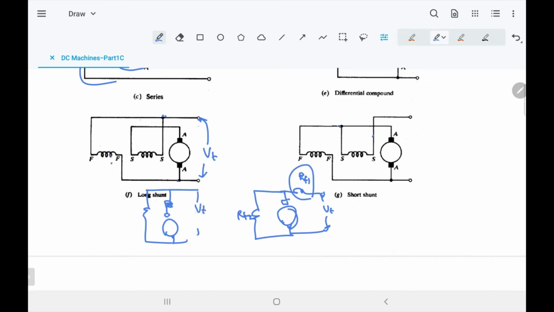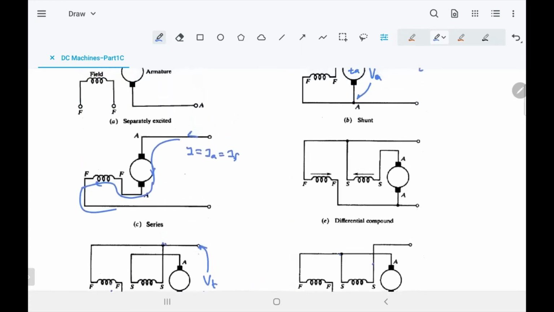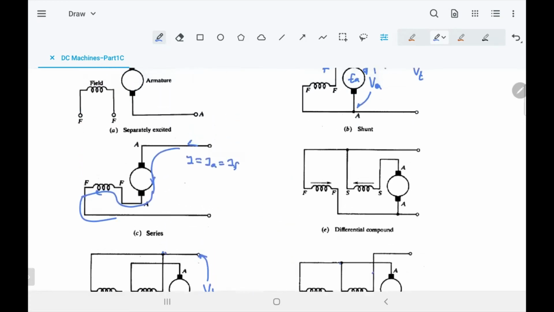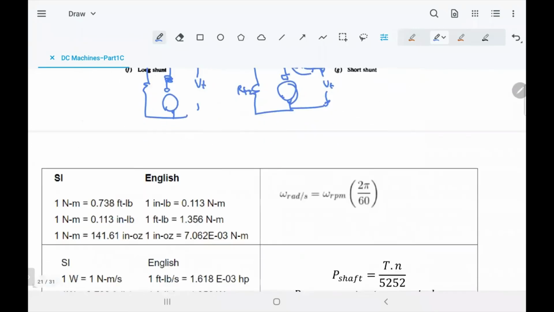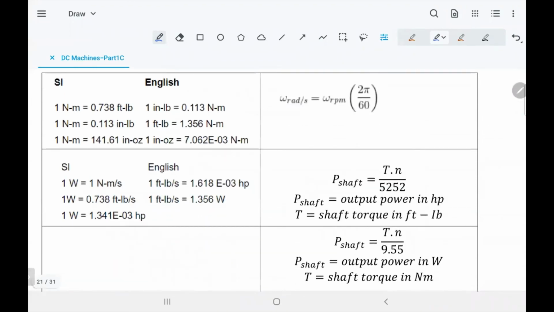Every one has its own application, but in general, what are the main types of the DC motor or machine? Because generally it's the same thing. According to the connection of the field, you have separately excited, shunt, series, and compound.